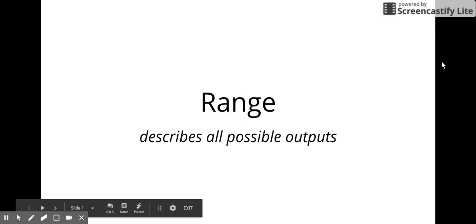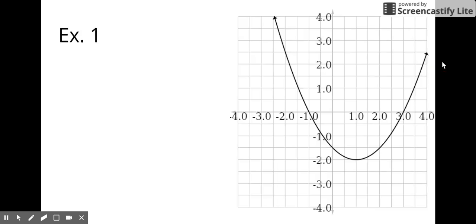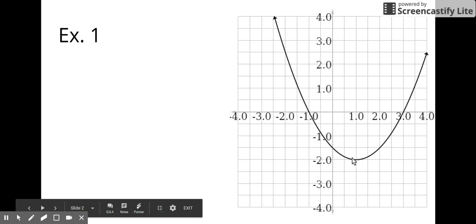So range describes all possible outputs. When I look at a graph, I think about how far down does my graph go and how far up does my graph go. So let's look at an example. Here, I want to think about how far down my graph goes. So I'm looking for the minimum value, and that is right here at this vertex.